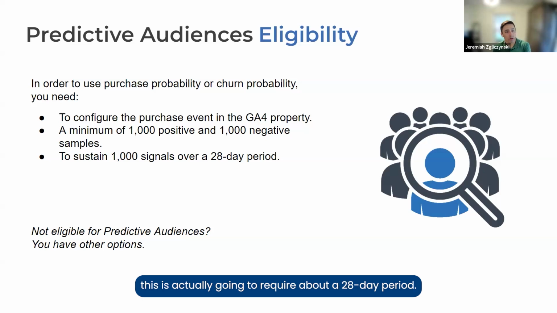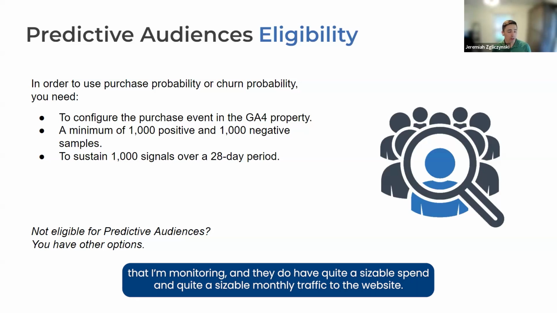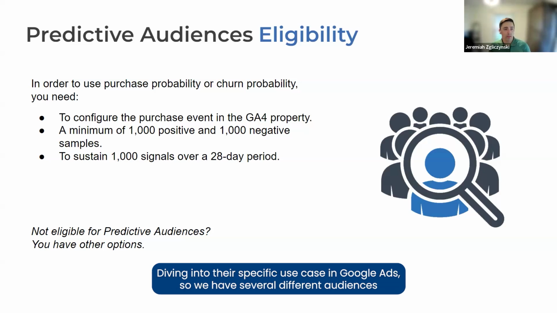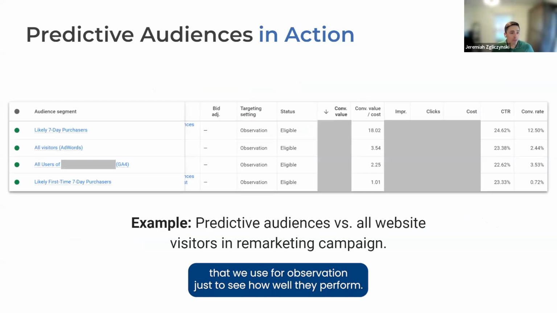This is actually going to require about a 28-day period. Again, we only have one account that has all of the different predictive audiences available that I'm monitoring, and they do have quite a sizable spend and quite a sizable monthly traffic to the website. Diving into their specific use case in Google Ads, we have several different audiences that we use for observation just to see how well they perform.